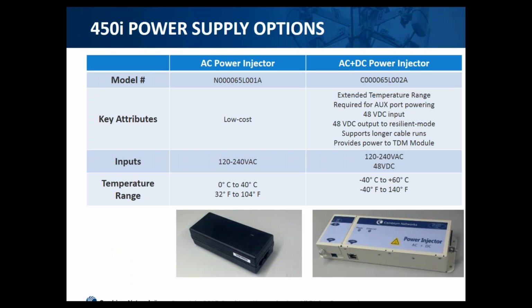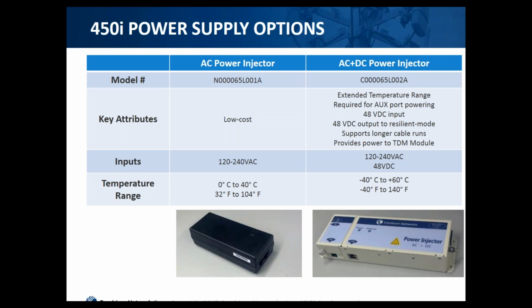These are the power supply solutions that we have. So we basically have two modules that work with the 450i solution. One is the AC power injector, which is one of the low-cost solutions, which is 120 to 240 AC. The temperature range is from 0 to 40 degrees Celsius.